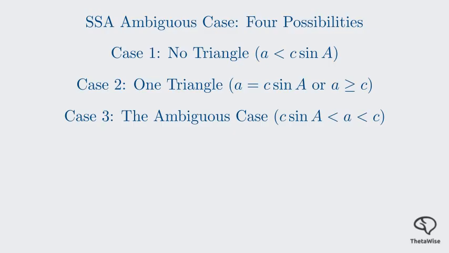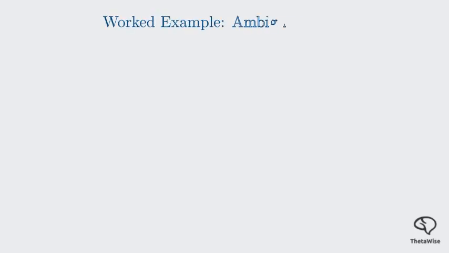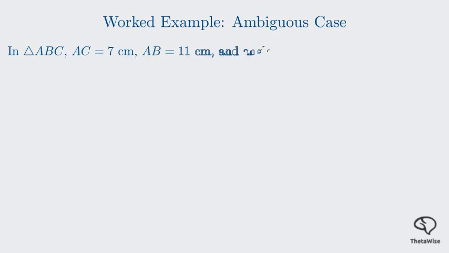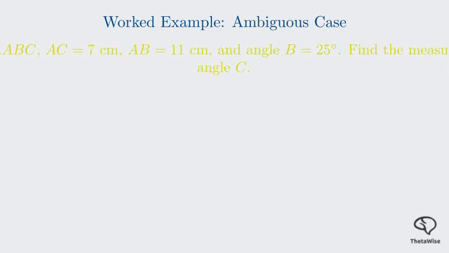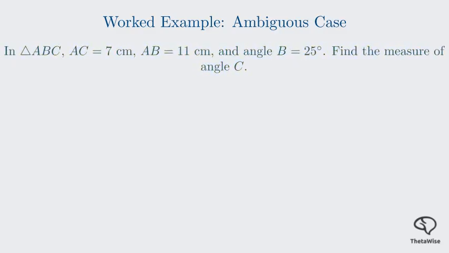To summarize, whenever you use the sine rule to find an angle, be suspicious of a second solution, especially if the angle you're finding is opposite the longer of the two given sides. Let's work through an example that results in the ambiguous case. The problem is to find angle C in triangle ABC given the side lengths and angle B. We have side b equals 7 cm, side c equals 11 cm, and angle B equals 25 degrees. Notice we are given two sides, b and c, and a non-included angle B. This immediately signals a potential ambiguous case.